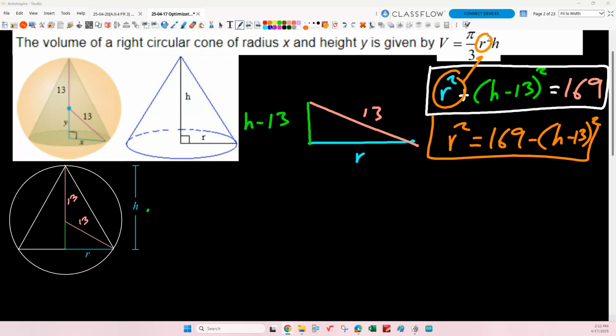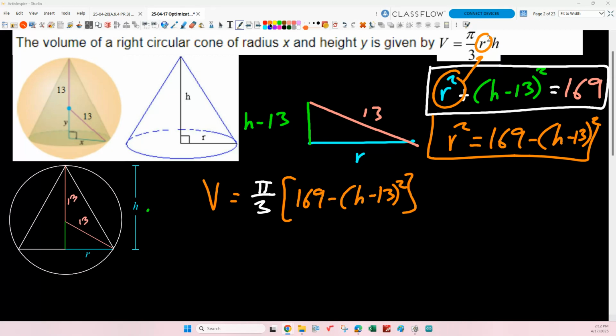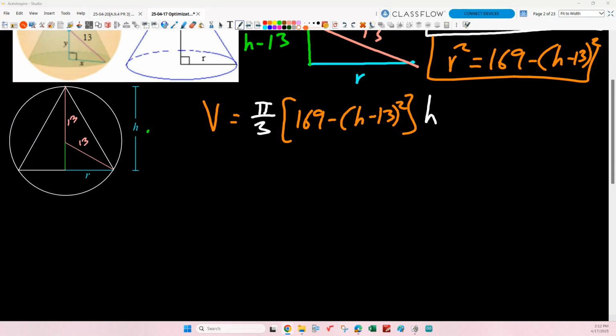Okay, and then that's going to give us volume equals pi thirds times r squared, which is that stuff, times h. Everybody see that? Okay, and then I'd want to simplify that stuff in orange.